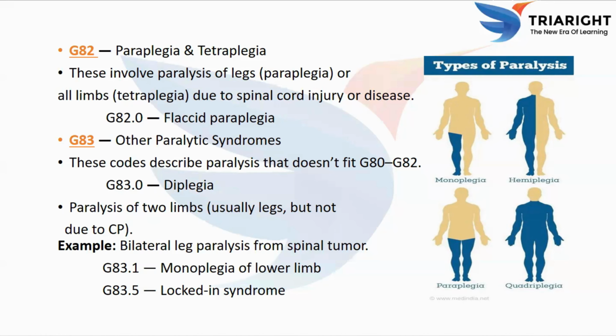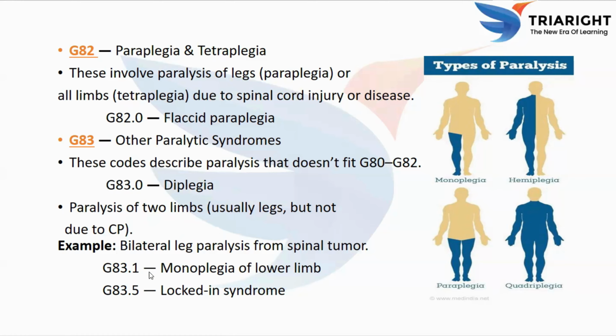So next code, what are the subcodes of G83? G83.0, it's monoplegia of the lower limb. So here monoplegia of the lower limb is nothing but paralysis of one limb, usually one leg. For example, when one leg becomes paralyzed after a nerve injury, you have to assign the code G83.1.